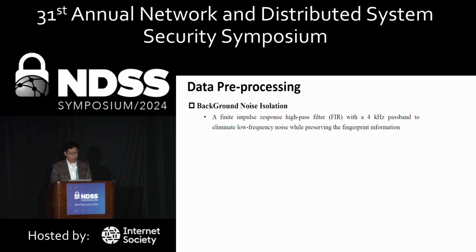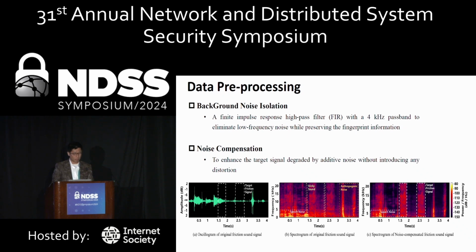For the first module, data processing, we find that during our finger swiping, the background noise is less than 4 kilohertz. So here we use an FIR filter with a passband to eliminate such low frequency noise and at the same time try to maintain the fingerprint information. Second, after that, we still found the signal intensity of the friction sound is weak. So we try to enhance the target signals by degrading the additive noise without introducing other distortion. Here, we're using a short-time amplitude and spectrum noise decomposition technology.